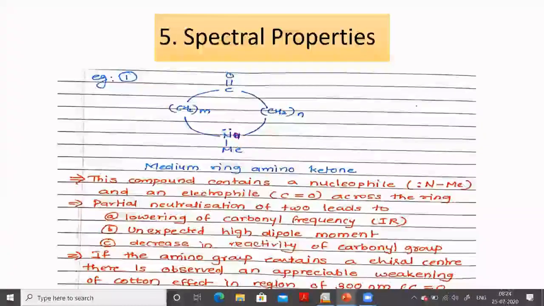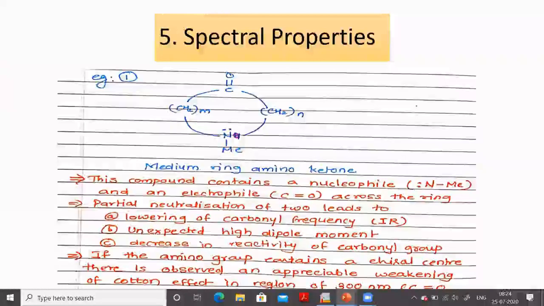If you compare ketone and alcohol, alcohol has more polarity compared to the ketone. So since alcohol has more polarity, there is an unexpected high dipole moment in the molecule, and there is a decrease in reactivity of the carbonyl compound. If you allow this compound to give any test related to carbonyl compounds, you will not find those kinds of reactions. The reason behind this is that these two functional groups are present in the medium size ring, across the ring, so they are involved in transannular interaction.